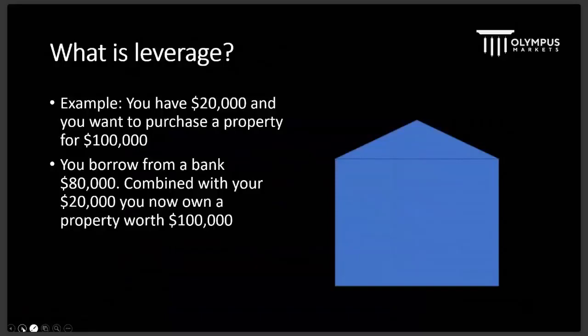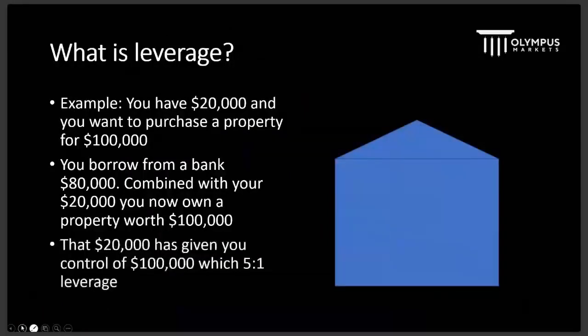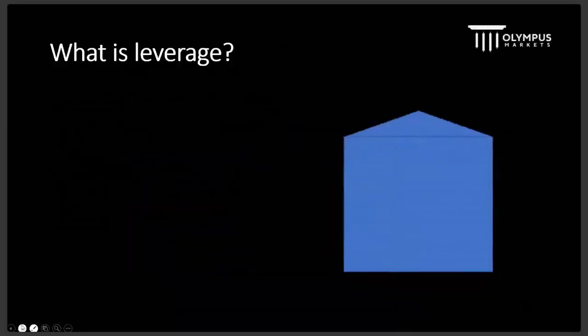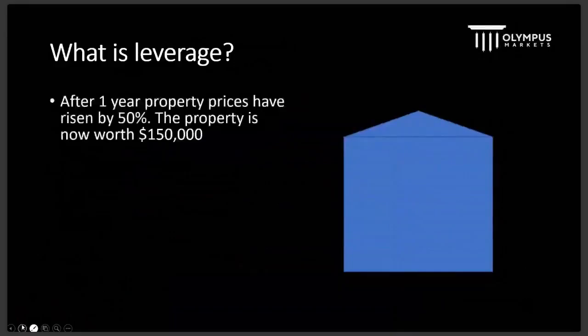So that $20,000 has given you control of a property worth $100,000, which is 5-to-1 leverage, because basically $20,000 goes into $100,000 5 times. Carrying on the story, after 1 year, the property prices have risen by 50%. The property is now worth $150,000.